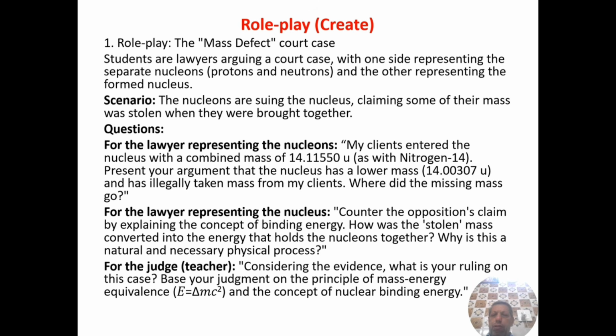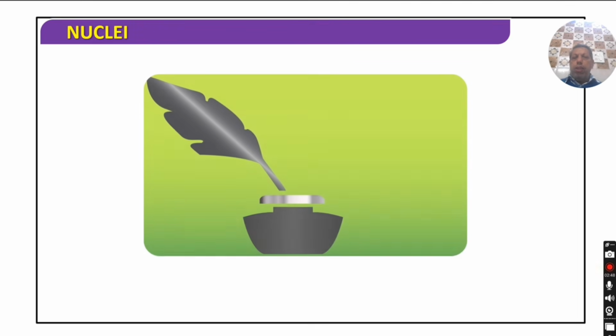Present your argument that the nucleus has lower mass and has illegally taken away from my clients. Where did the missing mass go? For the lawyer representing the nucleus, counter the opposition's claim by explaining the concept of binding energy. How was the stolen mass converted into energy that holds the nucleons together? Why is this a natural and necessary physical process? The judge, the teacher, considering the evidence, what is your ruling on the case? Base your judgment on the principle of mass-energy relationship and the concept of nuclear binding energy as explained. Thank you.